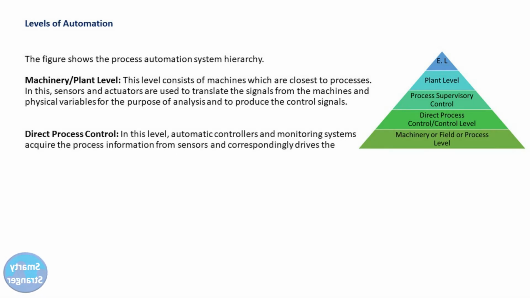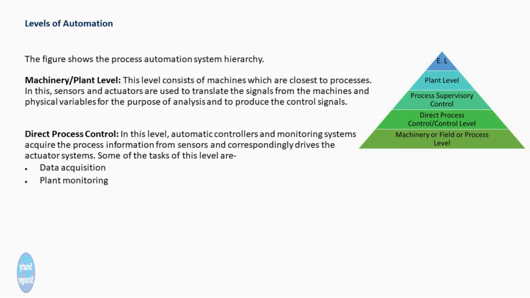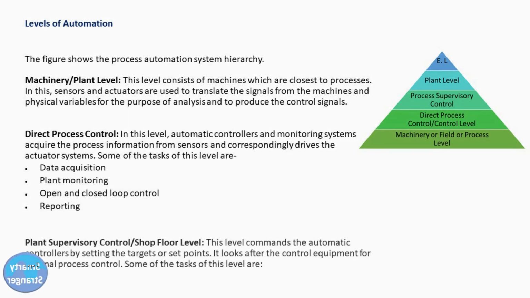Direct process control. In this level, automatic controllers and monitoring systems acquire the process information from sensors and correspondingly drive the actuator systems. Some of the tasks of this level are data acquisition, plant monitoring, open and closed loop control, reporting.